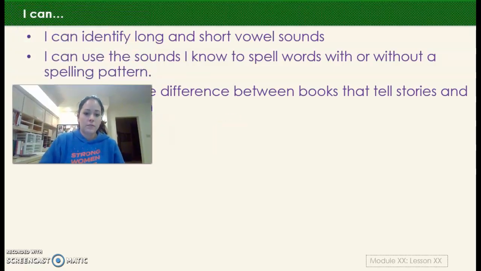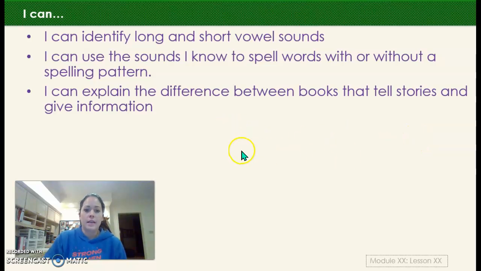Alright, so for the things we're going to be learning today, we are going to be learning to identify long and short vowel sounds like we have been working on. We're going to use the sounds we know to spell words with or without a spelling pattern. And we're going to be able to explain the difference between books that tell stories and books that give information. So let's keep going.